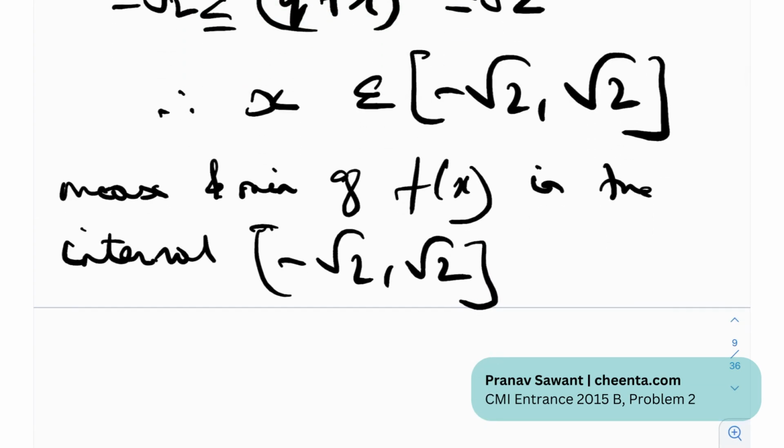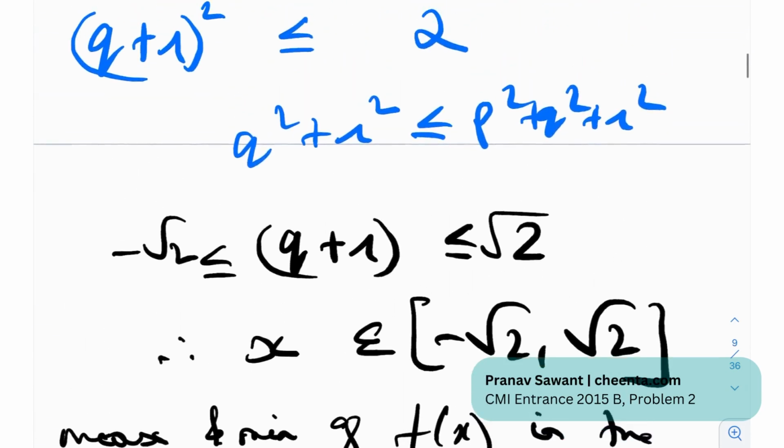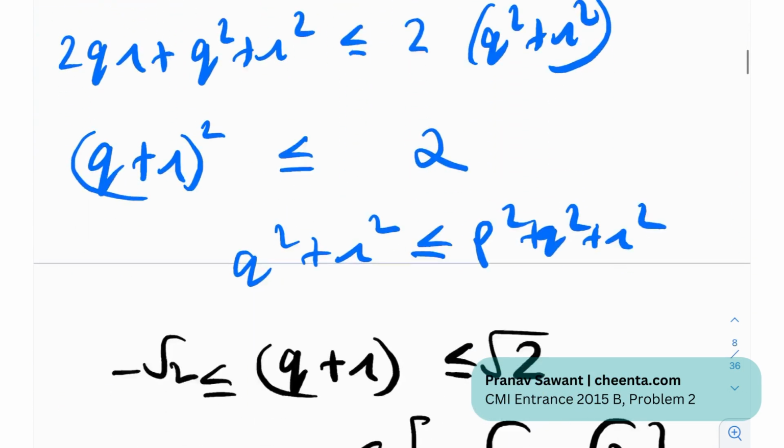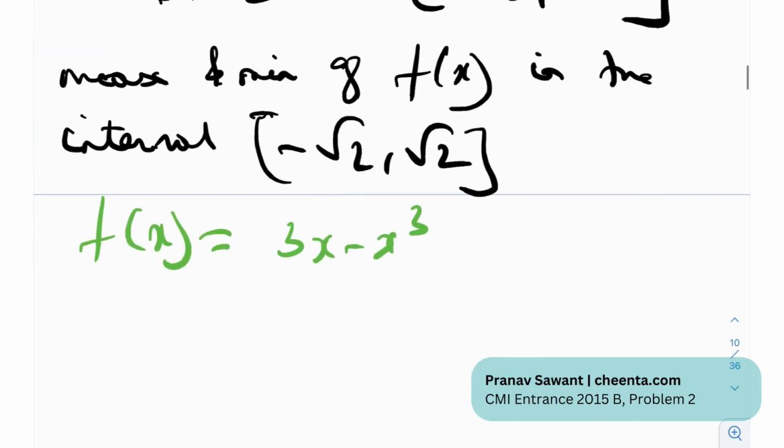Now let's see what that was. Now f of x, if you remember, it was 3x minus x cubed, right? This was the function that I had assumed over here. So f of x is 3x minus x cubed. And we are going to use a little bit of calculus over here. So we're just going to find out the maximum and minimum value of this.